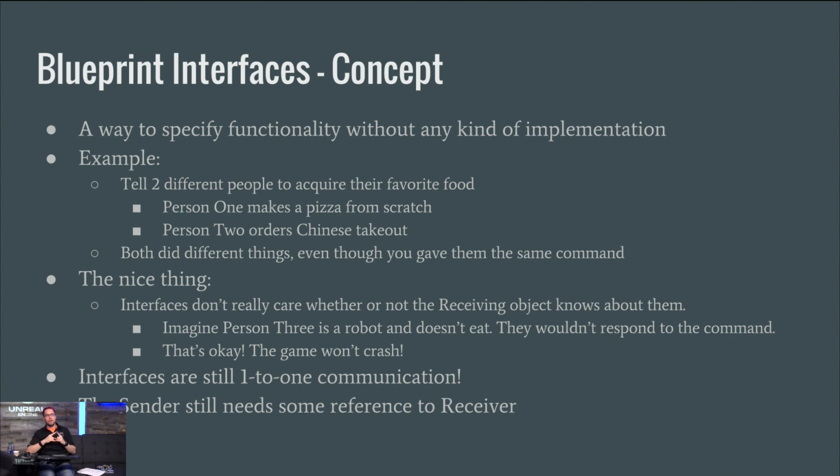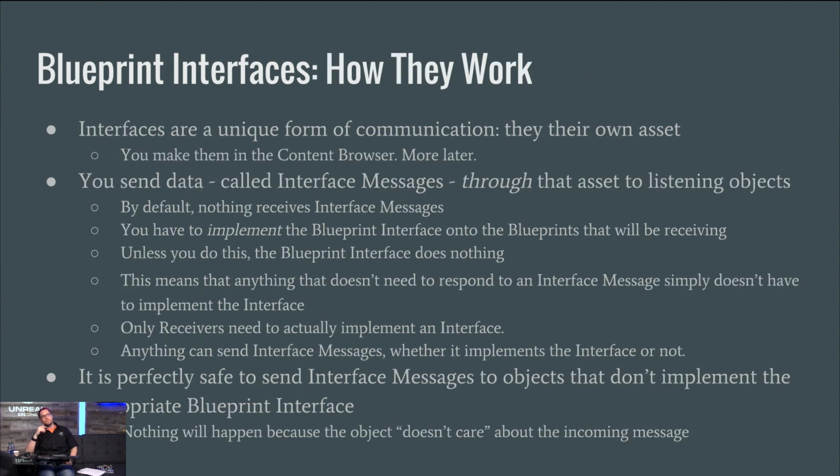Now, interfaces are still one-to-one communication. You're going to get a reference, and you're going to send a message to that reference. You could still use loops in order to make them one-to-many, but each iteration of that loop is a one-to-one level of communication. And the sender is still going to need some reference to the receiver. It's not just a blank signal being tossed out into the world. You have to get that initial reference, and that reference is going to drive who it is you're actually communicating to.